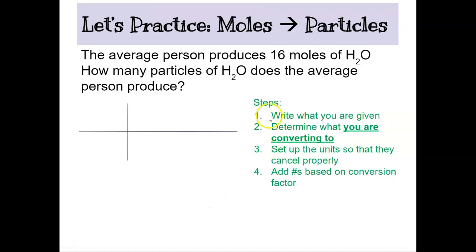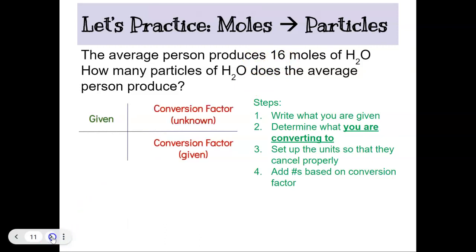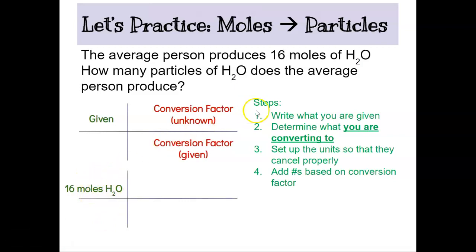So step number 1, write what we're given. We have to go back to the problem. The average person produces 16 moles of water, and we want to know how many particles of water are being produced. Well, we're starting with 16 moles. We know we have 16 moles of water being produced. That's step 1. We know that's given from our problem.